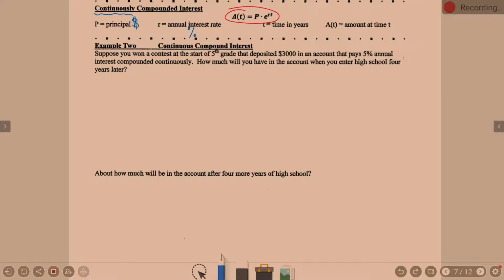Look real quick with me at this one, because it is really a quick question. Suppose you won a contest at the start of 5th grade that deposited $3,000 in an account that pays 5% annual interest compounded continuously. How much will you have in the account when you enter high school in 4 years? Well, because it said compounded continuously, the formula I'm using is A of t equals P times e raised to the rt.